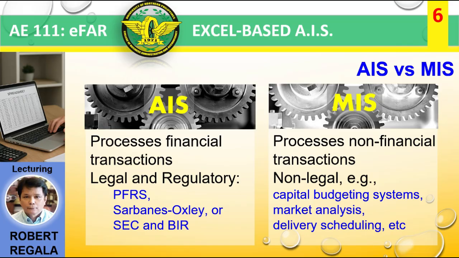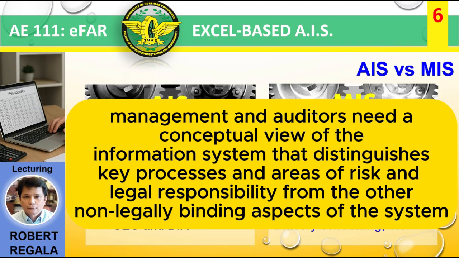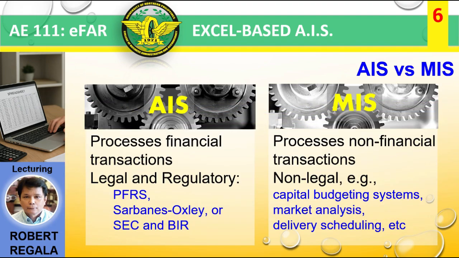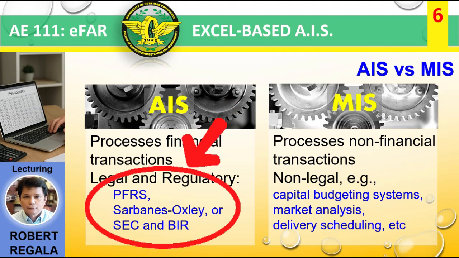Because of the highly integrative nature of modern information systems, management and auditors need a conceptual view of the information system that distinguishes key processes and areas of risk and legal responsibility from the other non-legally binding aspects of the system. For example, AIS must be distinguished from MIS to identify a boundary of the PFRS, Sarbanes-Oxley or SEC and BIR scope of responsibilities of the management.